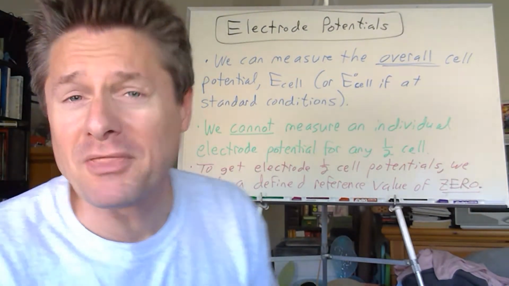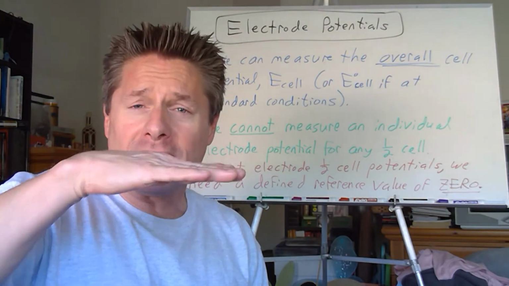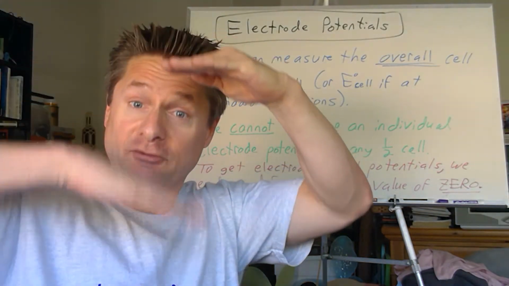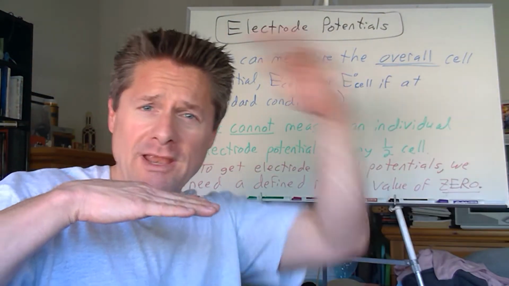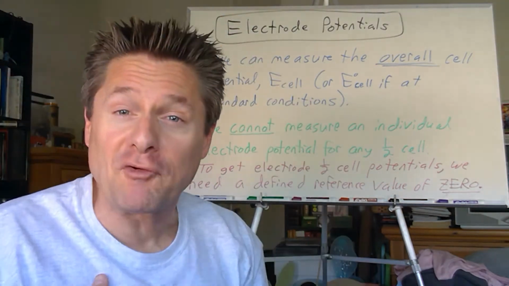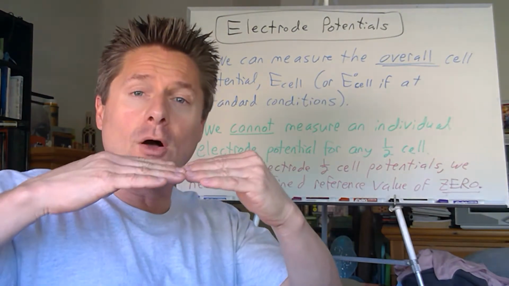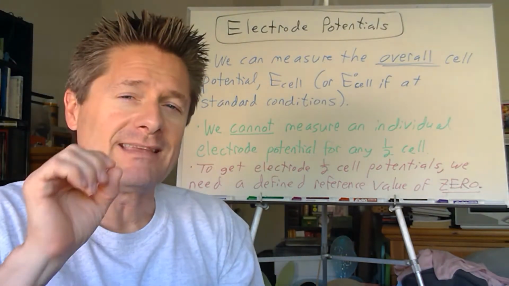We run into this problem in thermodynamics too, right? We cannot measure the internal energy of a state, either here or here, but we can measure the difference between them. We can't measure the enthalpy of a system in state 1 or state 2, but we can measure the difference between them. Same with entropy, right? Although entropy is different.